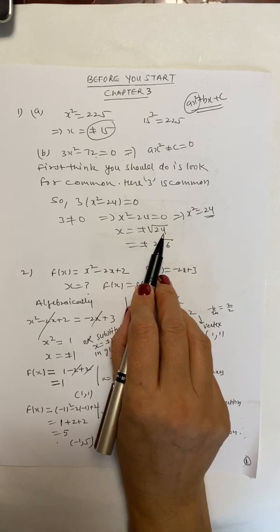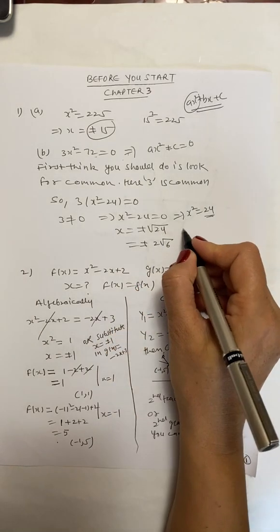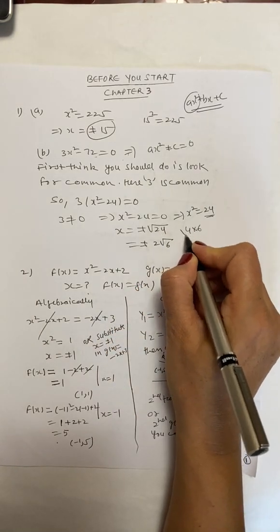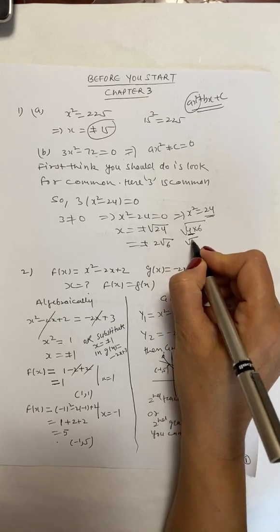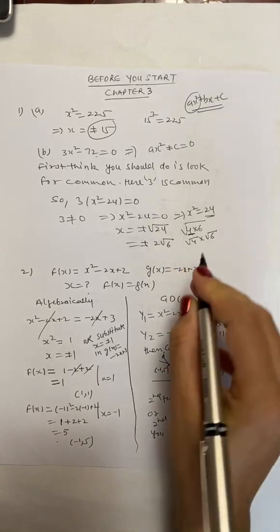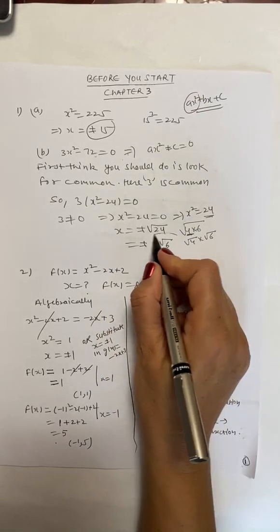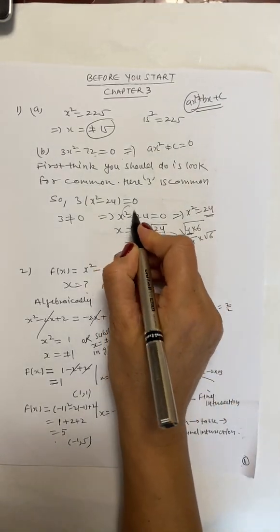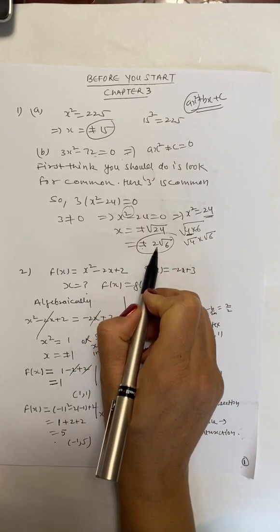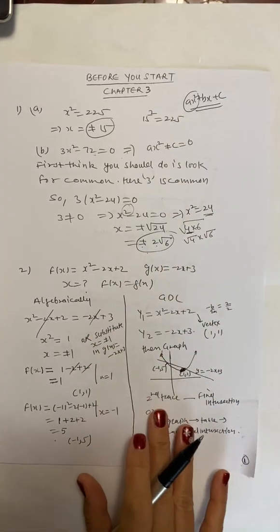And now we need to simplify this radical. We know 24 is 4 times 6, and you can always separate the square root. So square root of 4 is 2. So x is equal to plus minus 2 square root of 6. Again, for a quadratic, you have two solutions. One is with plus and another one is with negative.